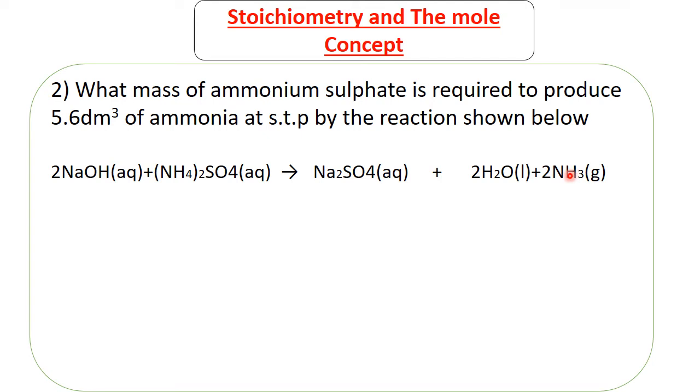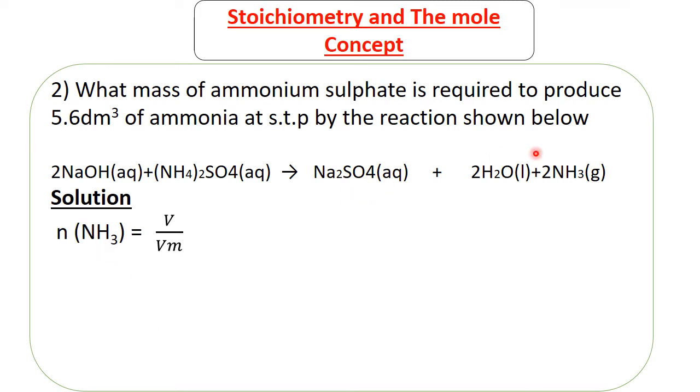What we're learning only applies to gases. The idea of converting moles to volume and volume to moles is only for gases. So we have 5.6 decimeter cubed of ammonia to be produced. So we want the mass of ammonium sulfate that is going to give us 5.6 decimeter cubed of ammonia. So we're going to take advantage of more ratios, I'm talking about the coefficients. So let's solve this.